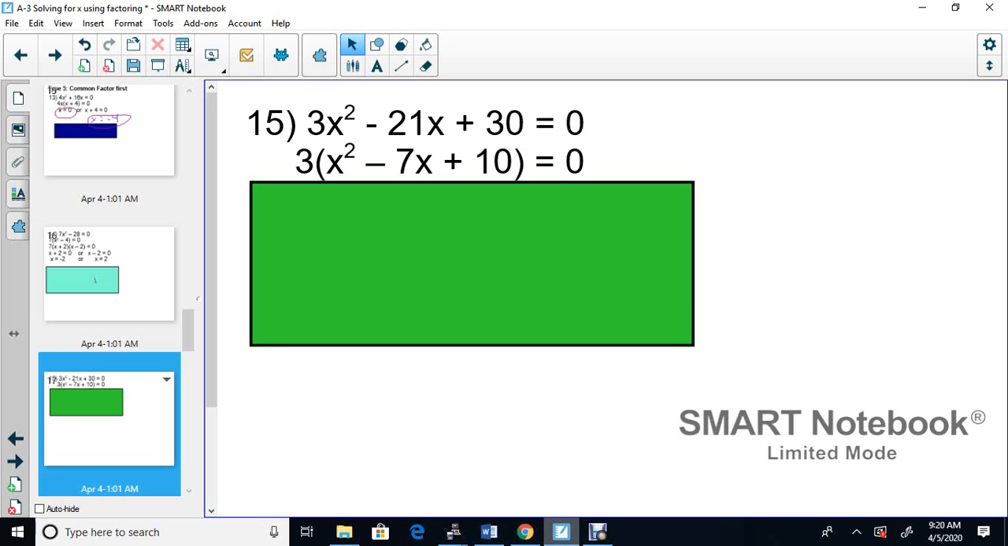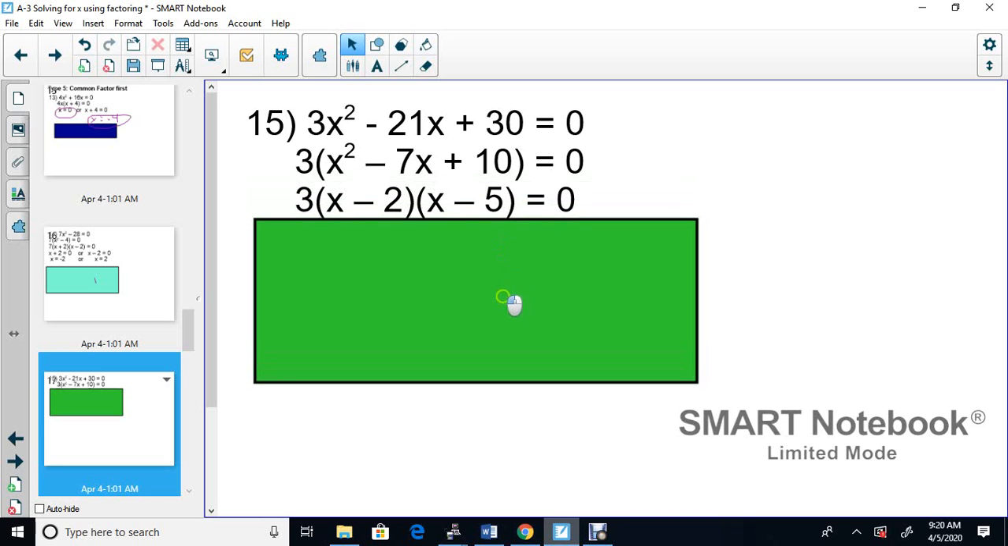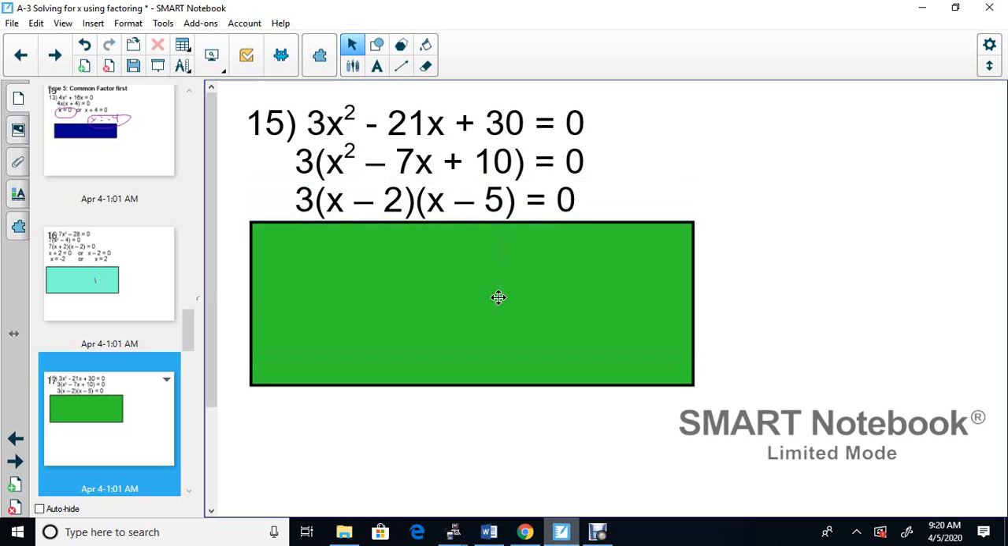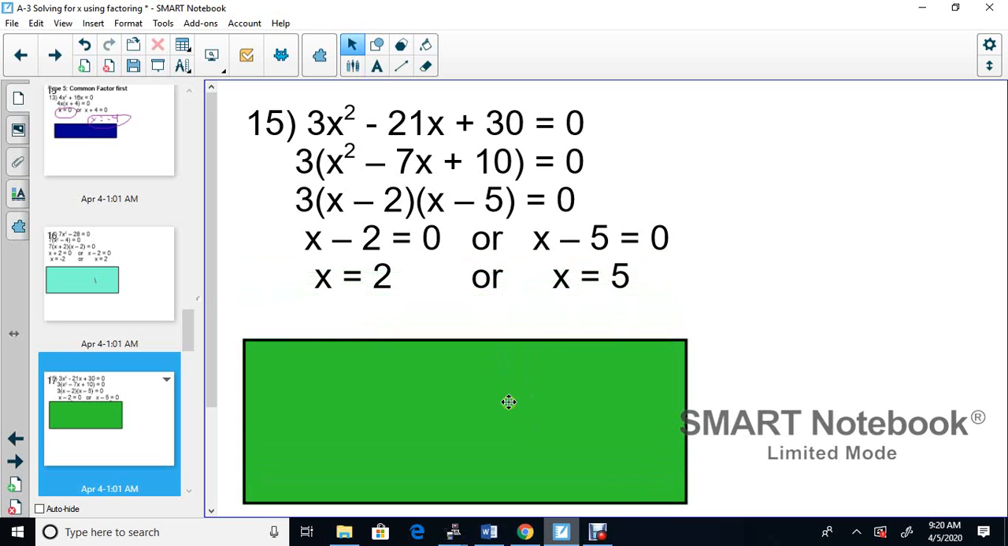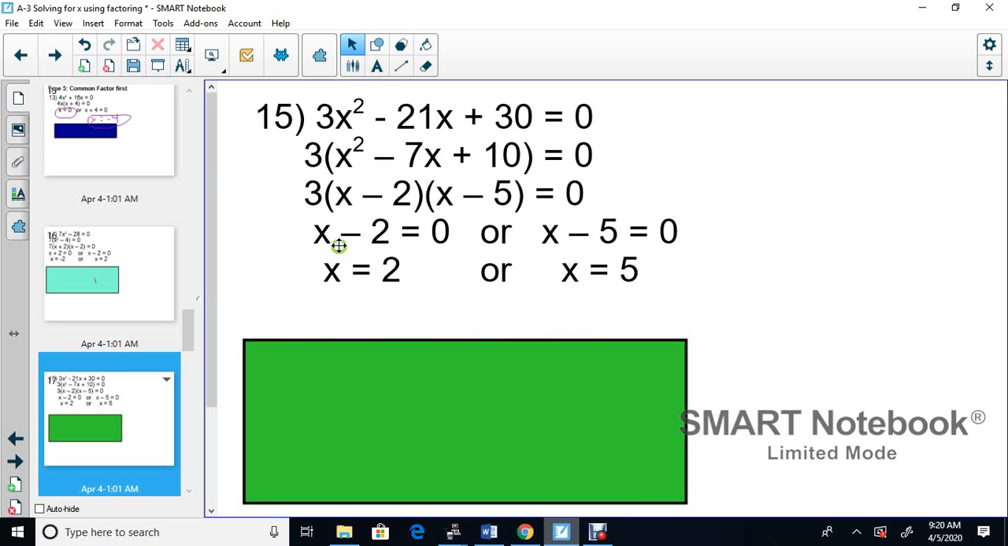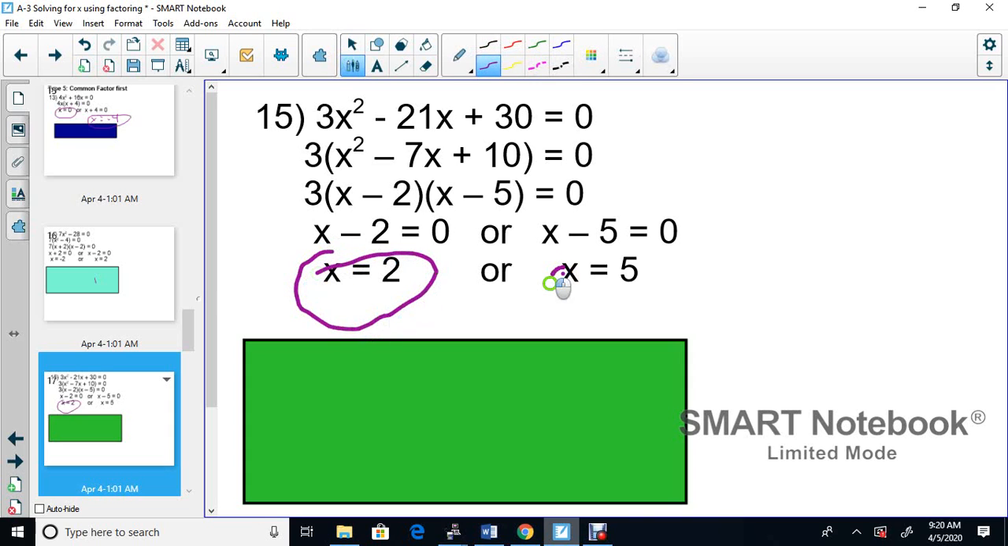Well, 2 times 5, but they both have to be negative. So the answer is x minus 2, x minus 5. Then each bracket equals to 0. Okay, you rearrange it. So x minus 2 equals 0, x minus 5 equals 0. Bring the numbers across, they become positive, and you get x equaling to 2 and x equaling to 5.